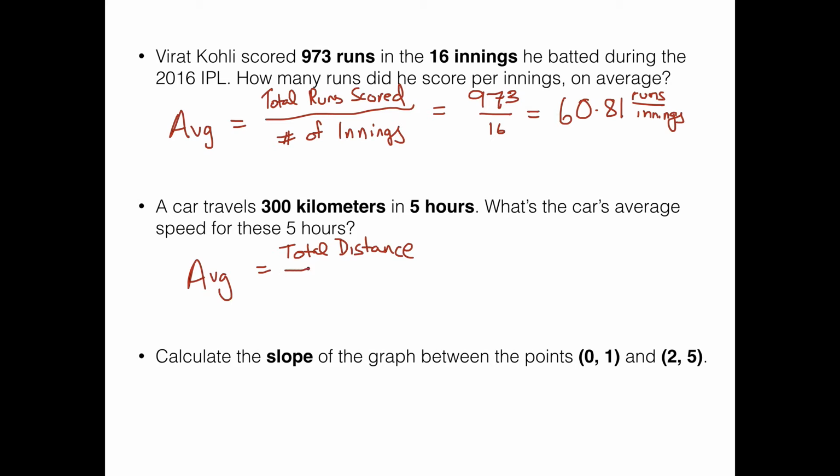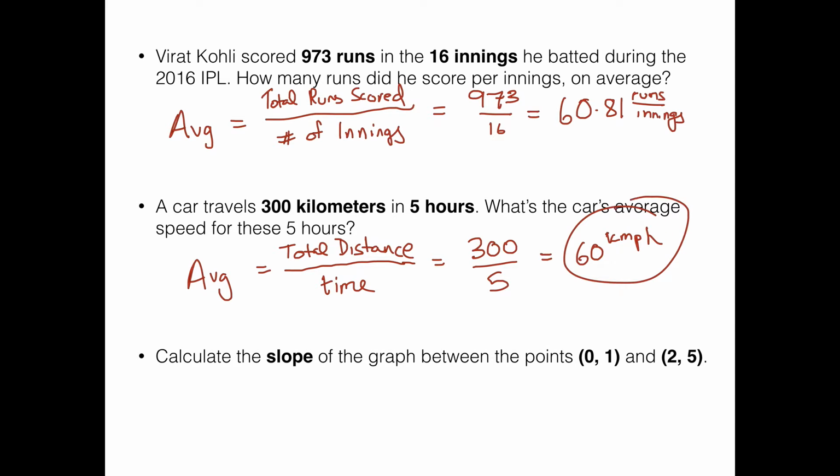So I'm writing this all out just so that if you made a mistake, you can see where I'm getting everything from, so you can find out where you went wrong. Total distance over time, which is going to be 300 over 5, which gives us 60 kilometers per hour, or kmph. Here's what I see it as.